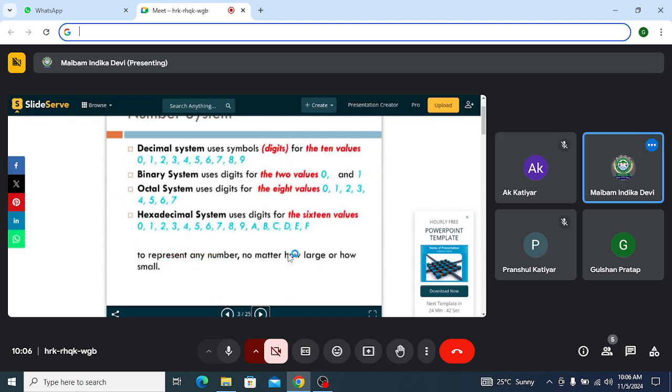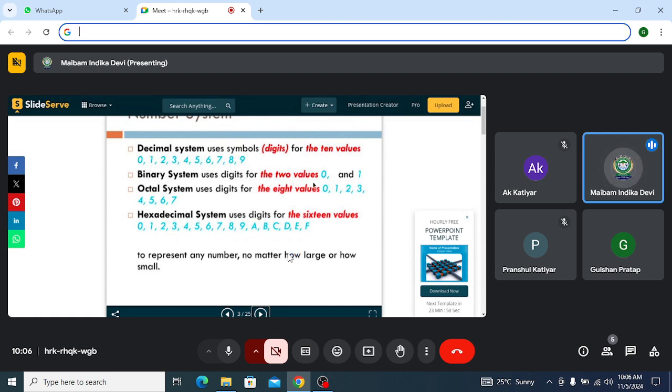Now, let's see what symbols are used in these different number systems. The decimal number system uses 10 symbols, which are called digits. The term digit is used only in the decimal number system, which is the common notion we understand. So what are they? 0 to 9. If you count them, there are 10 symbols or 10 digits.